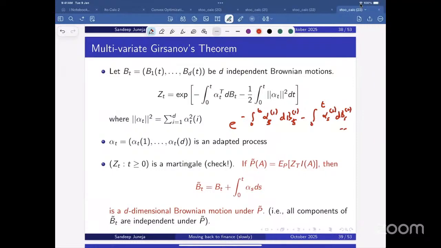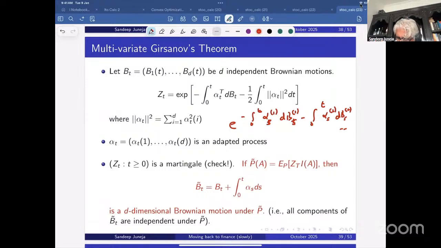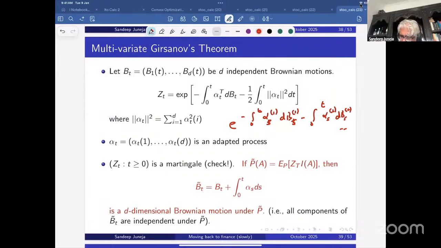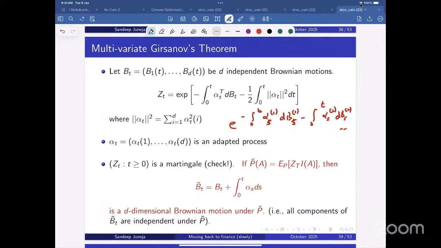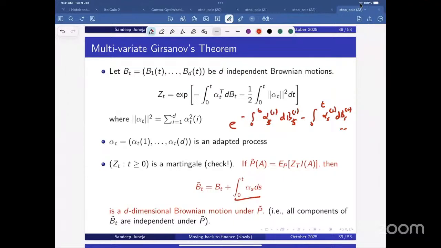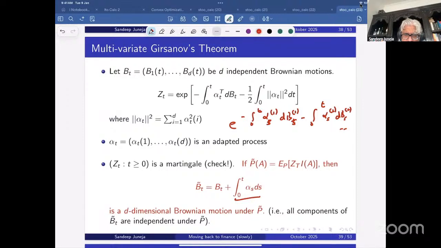I see. So the d-dimensional Brownian integral is defined as the sum of the individual dimensions' terms. Yes, there's a lot of flexibility. I'm allowed to reweigh every Brownian motion separately by a separate adapted process. So I'm just presenting this theorem in great generality. The remarkable part now is that this is a vector here, and I'm adding this vector component-wise to each of the Brownian motions. Now alpha s is allowed to depend upon all the Brownian motions till time s, since it's an adapted process. So in that sense, it's remarkable that all components of the process you get are still independent Brownian motions, B tilde t, under P tilde.